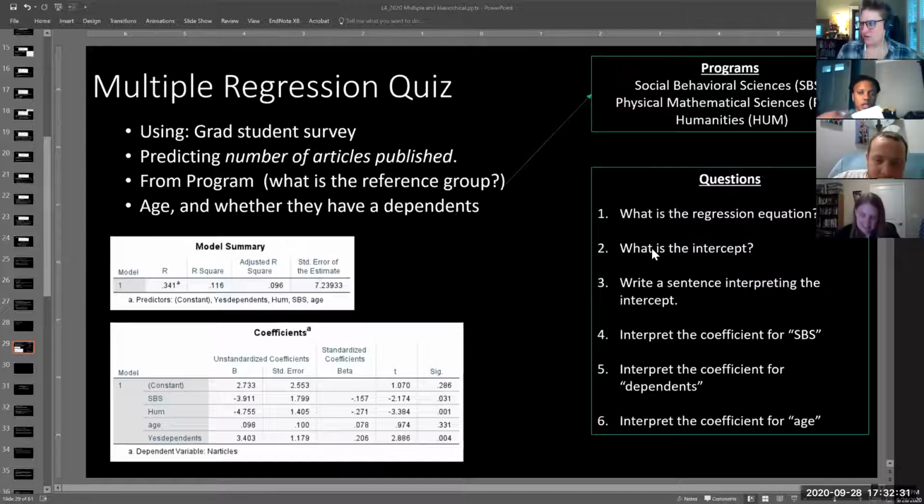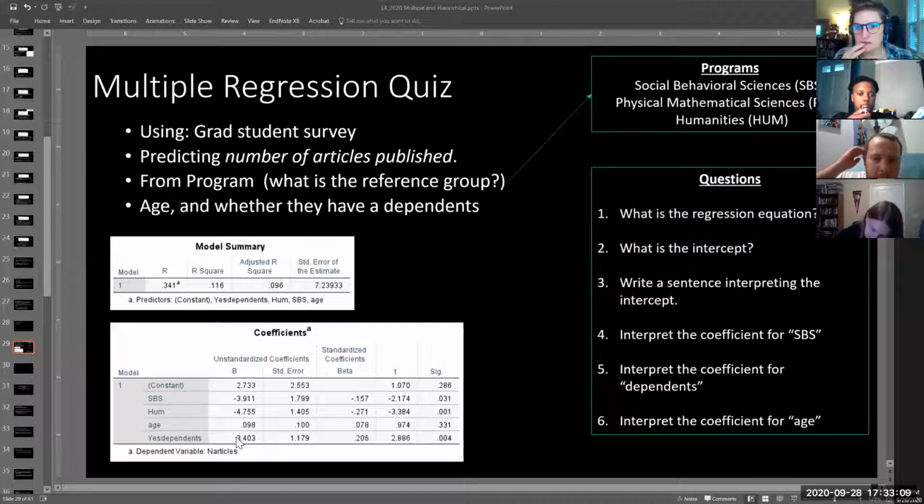Okay. So from the regression equation, what's the intercept? 2.733. That is it. The value of the intercept right there. Did somebody write a sentence of that they want to share too? I did. A grad student in physical and mathematical sciences will on average publish 2.73 articles when age and dependents are controlled for. Yes, except for the intercept, it has to be when age and dependents are 0. Okay. Does that distinction make sense? Yep, it does. Thank you.